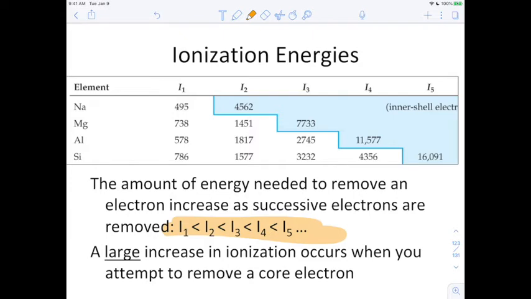So any questions about that idea that the first electron is always the easiest to get, the lowest energy, and then as you go to taking the second electron, the third, and so on, it gets harder and harder to take that electron?